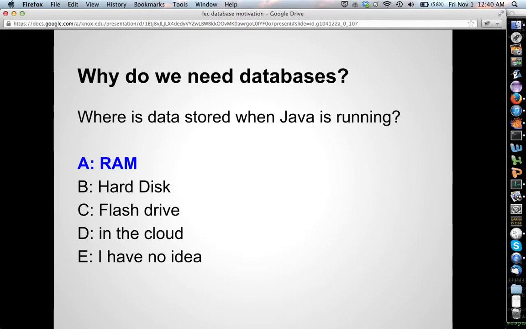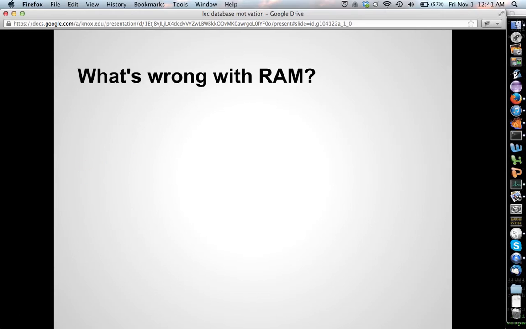Did you say RAM? If so, then you're correct. So if you're running a Java program, whatever data structures you're creating, trees, maps, graphs, whatever, those are all actually stored in RAM. What's wrong with RAM? What are some of the disadvantages? I'll give you a chance to go ahead and plug that in for the second question there.